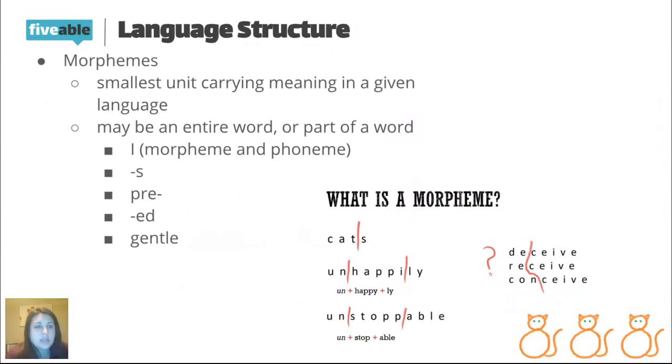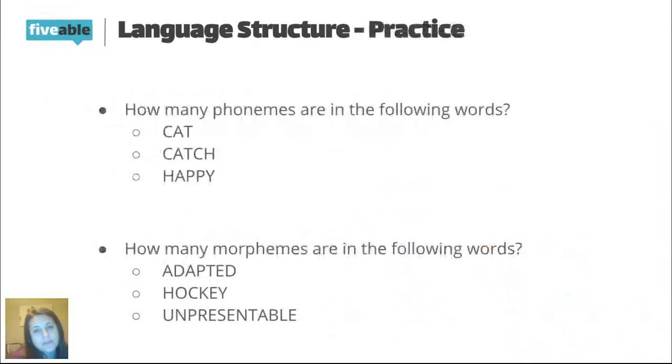So it's just thinking about how words are made up and what those different pieces of those words mean. So this is a little bit, I think, trickier than phonemes because phonemes are just based off a sound, but this is having to have a little bit of a deeper understanding of prefixes and suffixes and things like that. So on this page here, we have some practice. If you want to, in a second, just think in your head how many phonemes each of those words have.